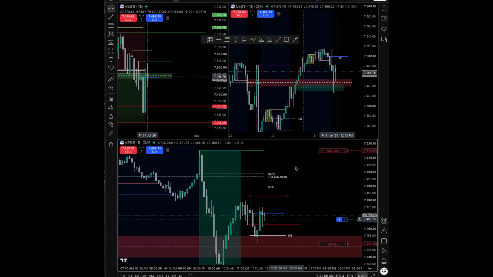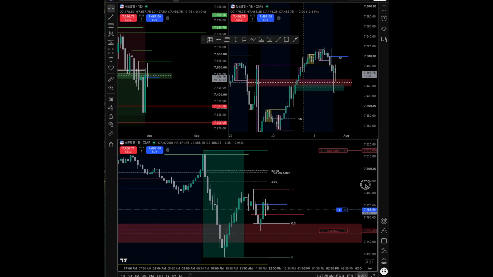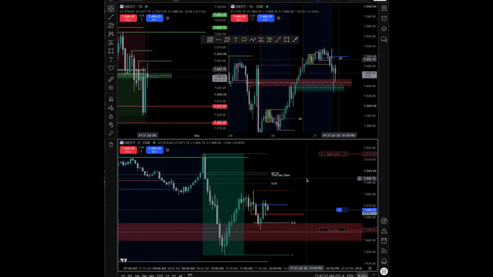I took an entry off of here, which is the inversion on the 5-minute. This was created going into the sell side liquidity. We traded through it, and now we're retesting it. I'm going to be using this as a discount to send price higher. Only one contract, and yeah.